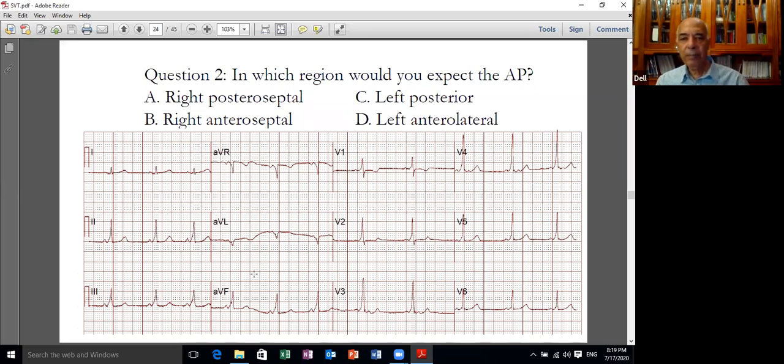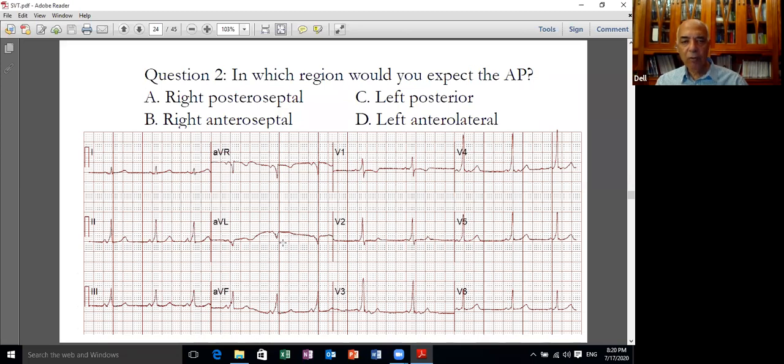Now, if you look here, V1 is positive. So if V1 is positive, it must be from the left side of the heart, from the left ventricle. So it's located on the left side. Is it superior or inferior? Look at the inferior leads, and in the inferior leads, it is positive here. So as a result of that, it's on the left side, but it's anterior.